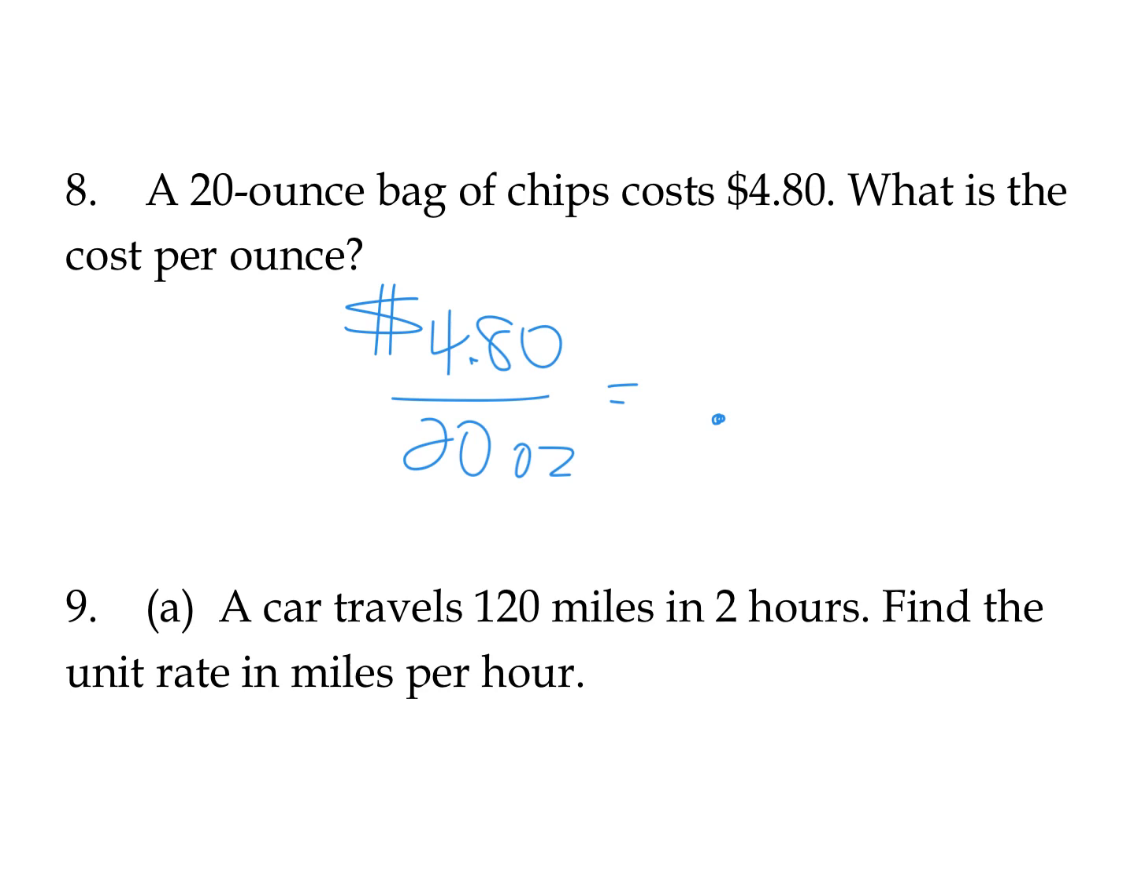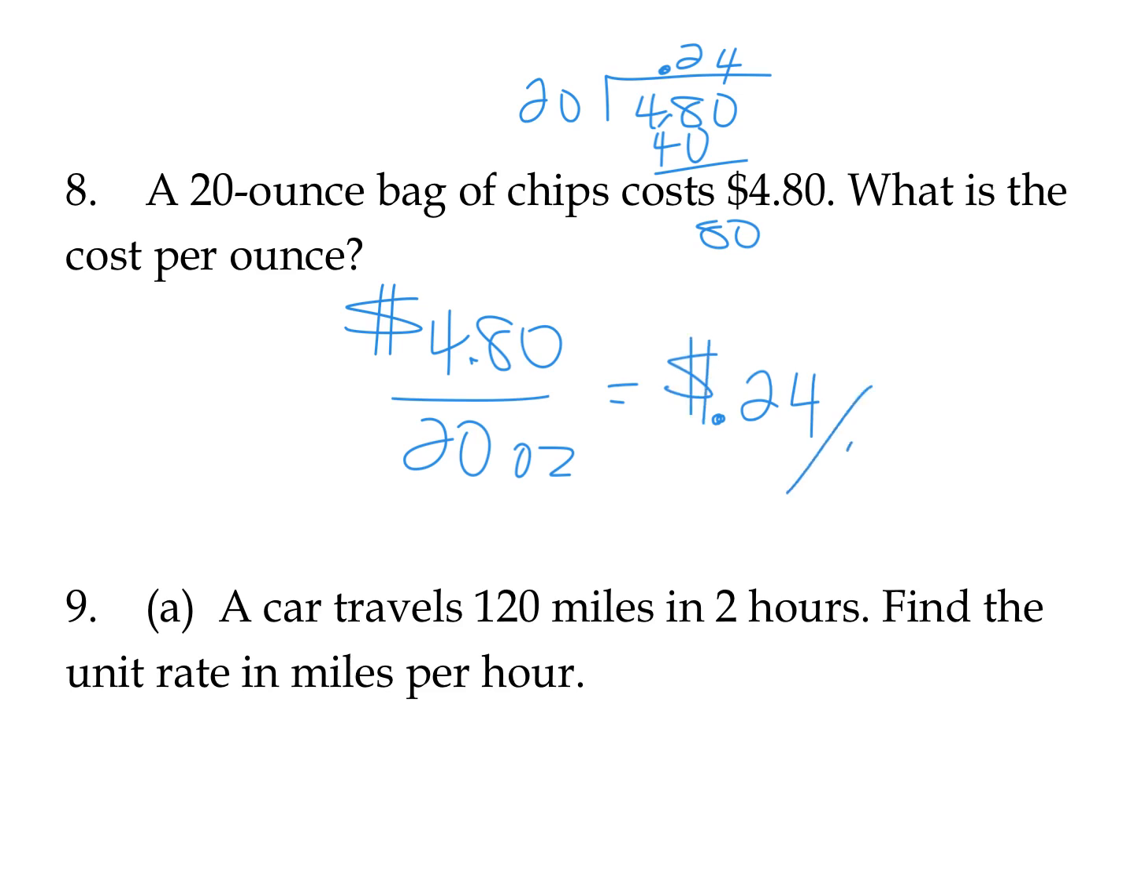Let's write out the division here because I know sometimes long division can be tricky. So we have 4.80. So 20 goes into 48 two times. That's 40. And then we'd subtract, and we have 80. 20 goes into 80 4 times. And our decimal point right there, so 0.24. So 24 cents per 1 ounce. So each ounce costs 24 cents.